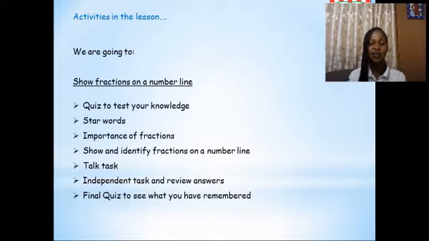Now, our activities in this lesson will be a quiz to test your knowledge, star words, importance of fractions. I'll need you to show and identify fractions on a number line. We'll do some talk tasks, independent tasks, and review answers. Then a final quiz to see what you have remembered.